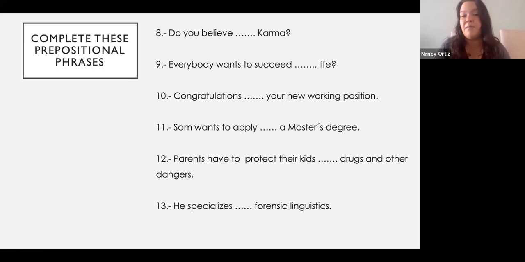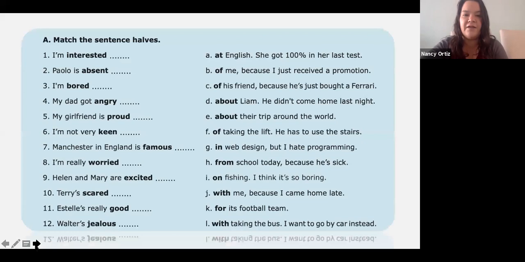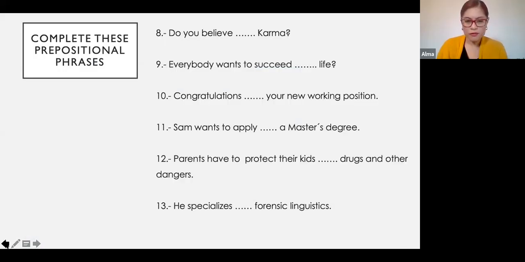So the majority of these were correct on your part, so congratulations, you did very well on the activity for dependent prepositions. Teacher, can you repeat number 12? It's protect their kids from. Protect from, okay. Protect from, yes. Okay, now let's continue practicing this, okay?